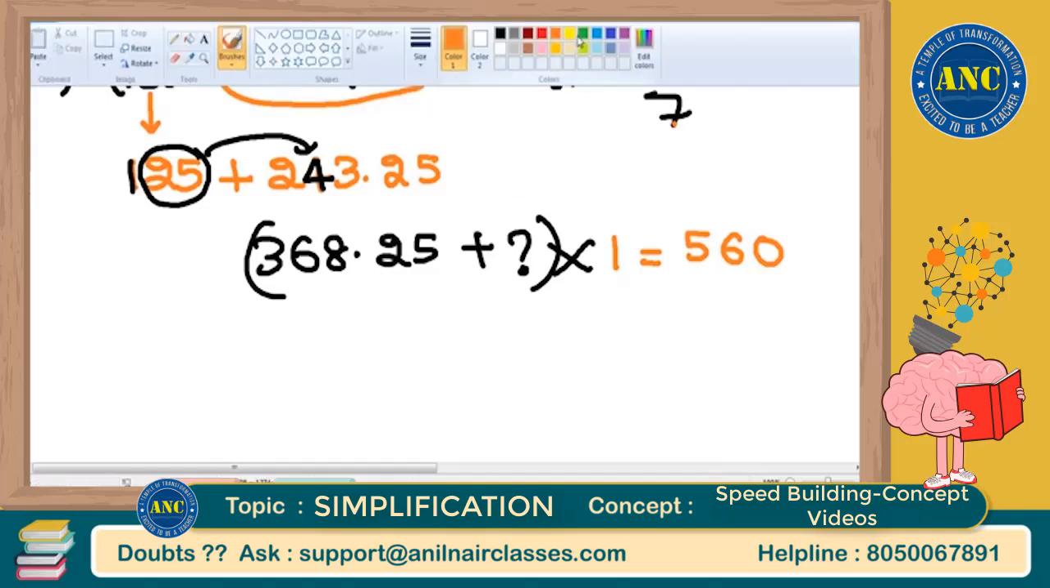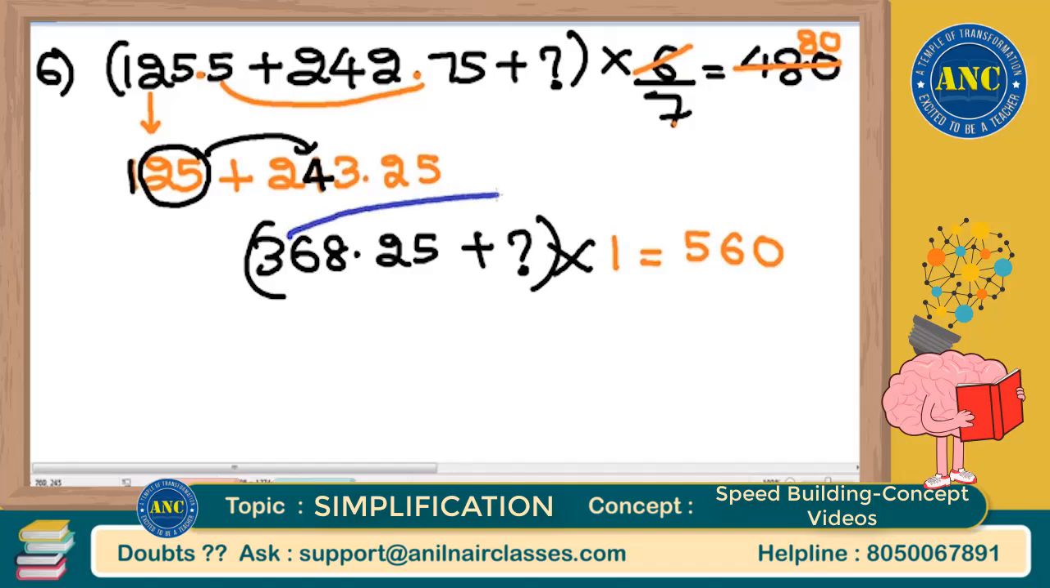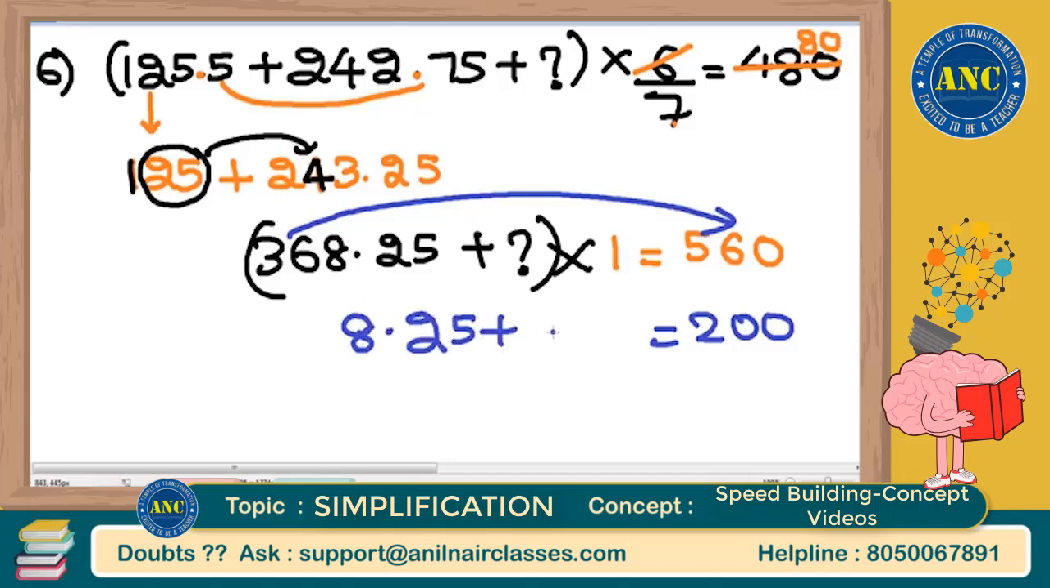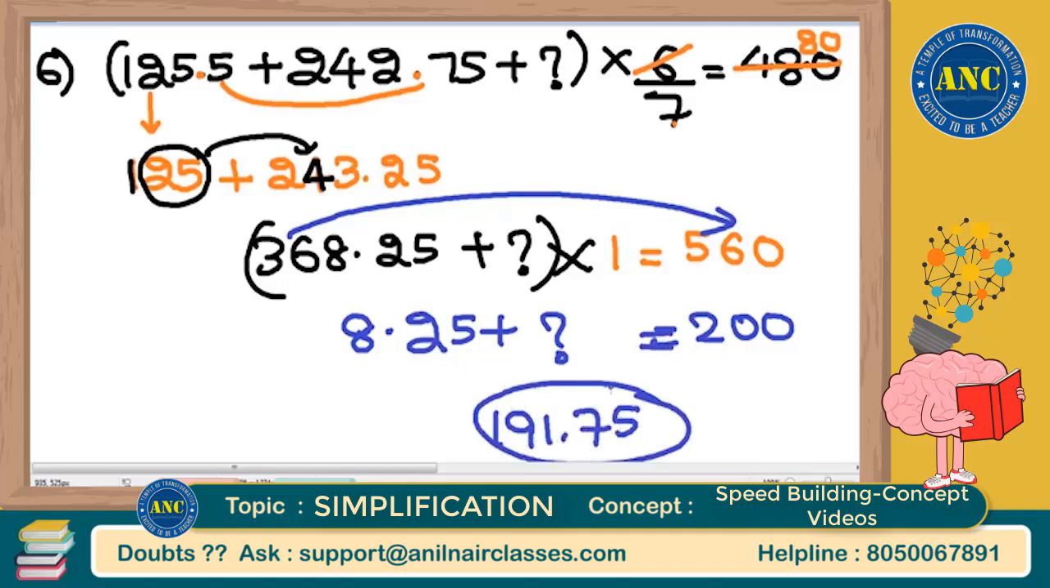Now see here, sir. Here I have 560. 360, if I shift it here, it becomes 200 on the right hand side. You are only left on the left hand side with 8.25 plus question mark is equal to 200. Answer is 191.75.